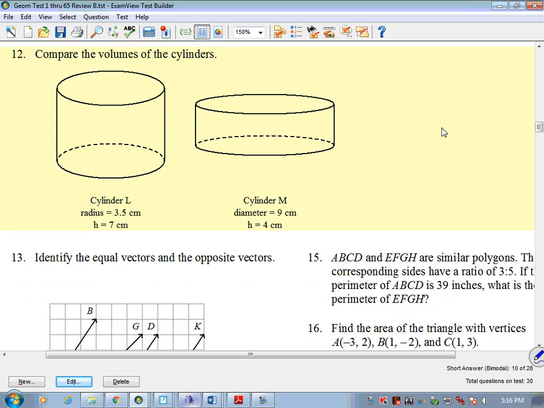12, compare the volumes of the cylinders. Volume, as in most figures, is area of the base polygon times height. But when we're talking about cylinders, that area of the base polygon means pi r squared times height. So I've got to do that with each of these. Now, that right there will throw you off. Okay, that will get you the wrong answer because people will look right past that and get the wrong thing.